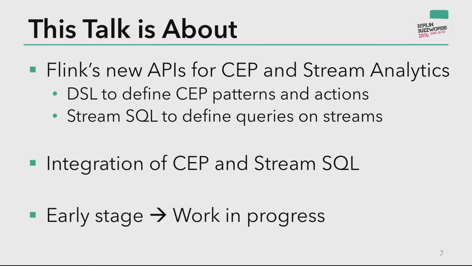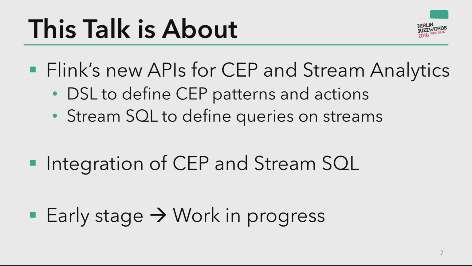So this talk will be about showing some new APIs that Flink has recently added or will add with the next version. These APIs are for complex event processing. With version 1.0, which was released maybe two months ago, we added this CEP library, which is basically a library to define patterns and actions, so what to do when a certain pattern occurred. And the community is currently working on stream SQL, a way to ease the definition of stream analytics queries.